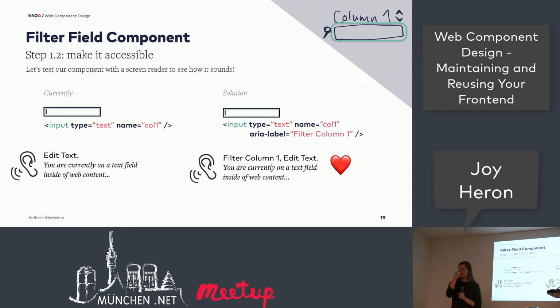So how can we make this accessible? Well, here we can add an aria-label attribute to our input element, which will tell the screen reader the context about this input field. What is it supposed to do? Then it sounds like this. Filter column 1, edit text. You are currently on a text field inside of web content. To enter text in this field, type. To exit this web area, press Control, Option, Shift, up arrow. So now the user of the screen reader will know exactly what will happen when they type into the box. They will filter column 1.